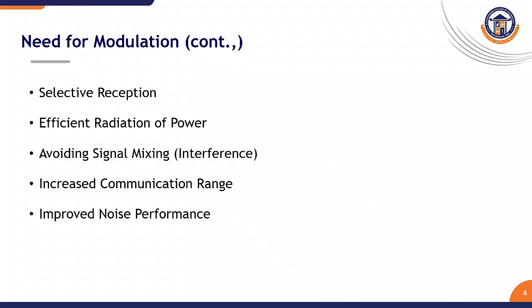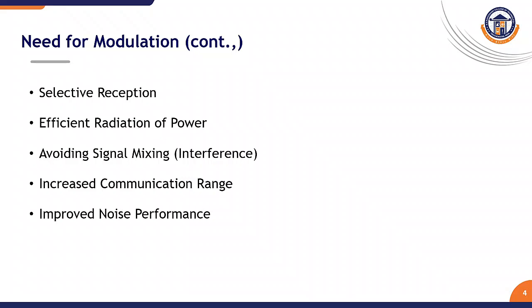Modulation also helps in increasing the communication range. High frequency modulated signals can travel longer distances with less attenuation compared to low frequency signals. This makes long distance communication possible. For example, in satellite communication and radio broadcasting, long distance communication is possible with the help of the modulation technique.